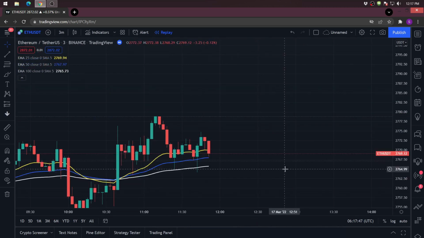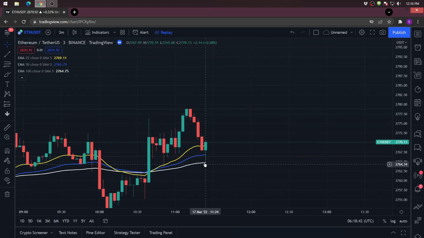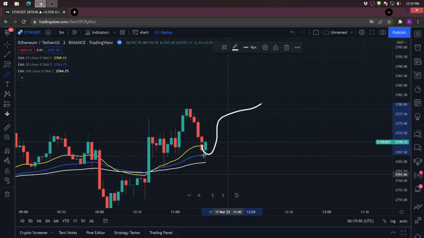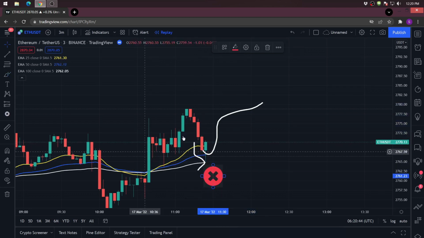So let's see how we can take a signal for a buy position. In this chart you can see these 3 EMAs separate from each other, and the direction is up. That means it has the possibility of going into a strong uptrend. And if the price touches the 25 or 50 EMA and gives a pullback, at this time we take a long position. And if the price touches the 25, 50 and 100, we just avoid the trade.